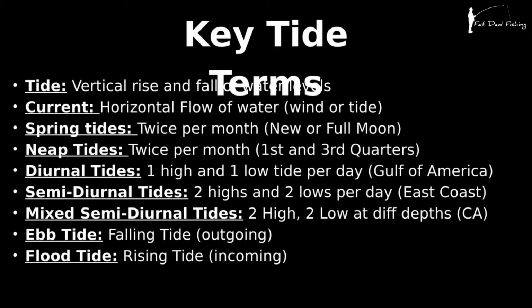And then you have mixed semi-diurnal tides. It's 2 highs, 2 lows at different depths. You see that in California a lot. And I know that we do have some California listeners to the podcast. That would be you. We also do have, on the eastern coast, you will see that they're not exactly the same height of the tides on our side, but we generally have the semi-diurnal.